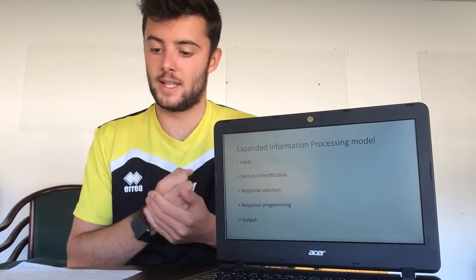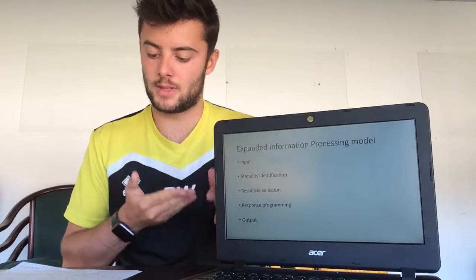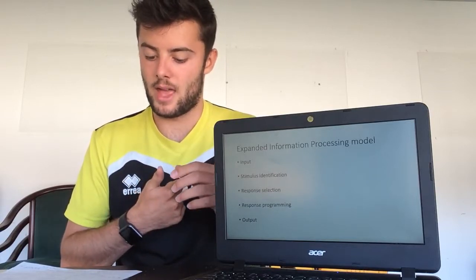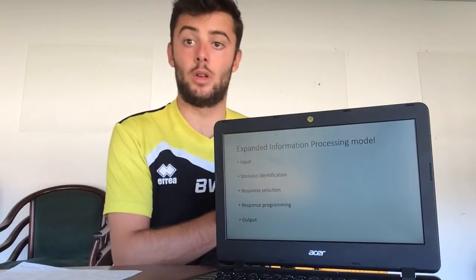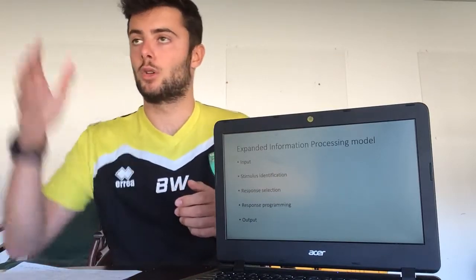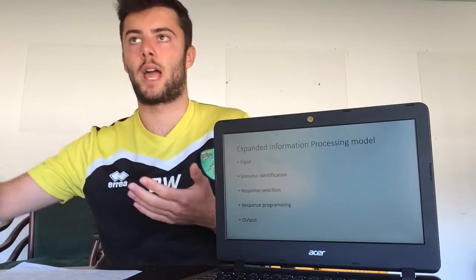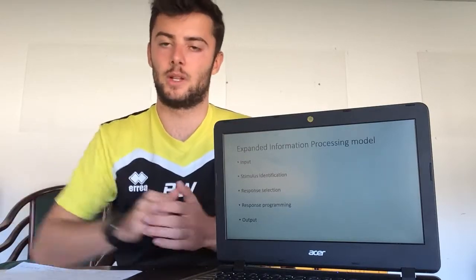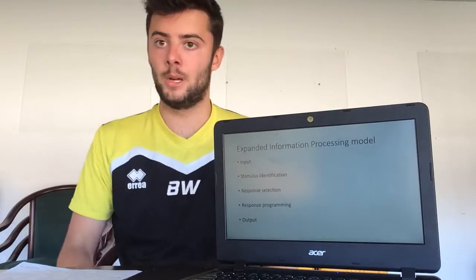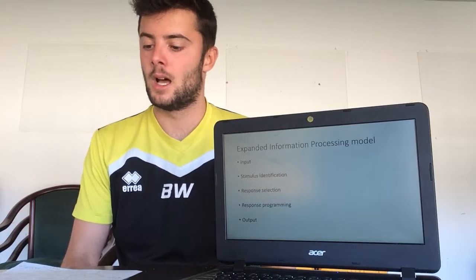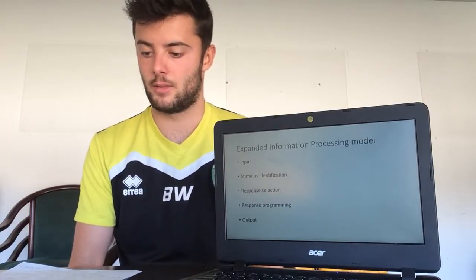So first of all, it's a 5-stage model with the input, stimulus identification, response selection, response programming, and then the output as well. So it's 5 stages to it rather than the 3 in the simplified one, which is good because as we go through it, you'll see there's more detailed bits where the players can then work out how to process the information quicker and become better. So first of all, the input is when you see the stimulus, you observe the info, and then you start to put into practice the processing of it.